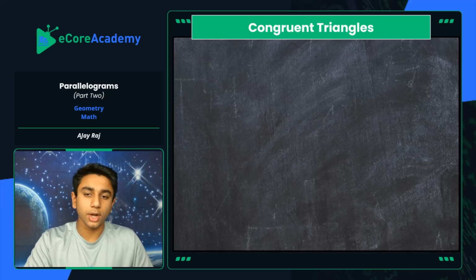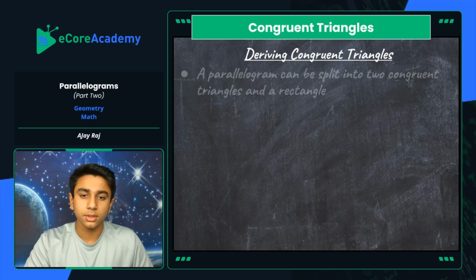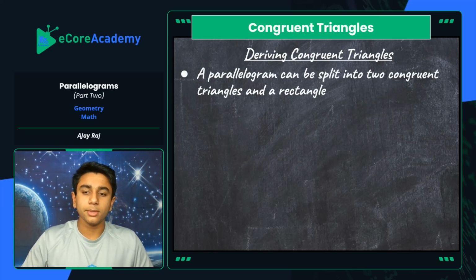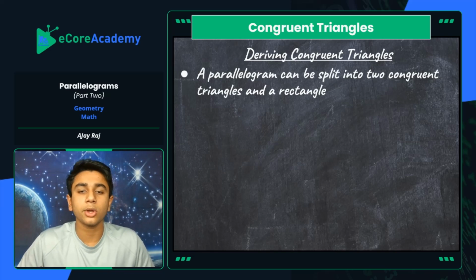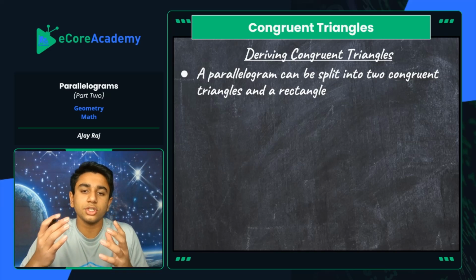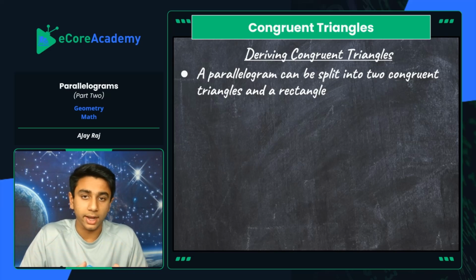This is congruent triangles. This is a very interesting slide, another theorem that I developed for you all. And this is deriving congruent triangles from parallelograms. A parallelogram can be split into two congruent triangles and a rectangle through analytical geometry. We know that from our complex figures. Some complex figures are just too complex that they don't necessarily have a given base or height specified, or we don't have a given area formula to calculate them.